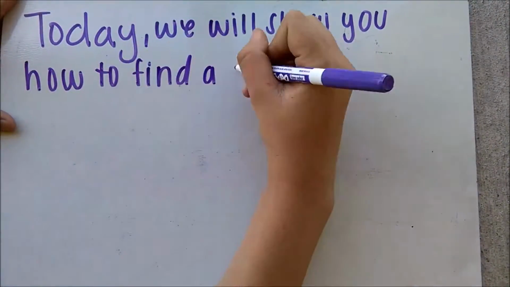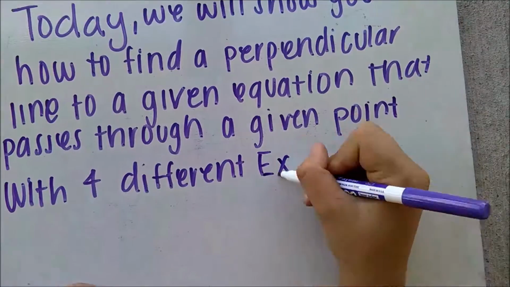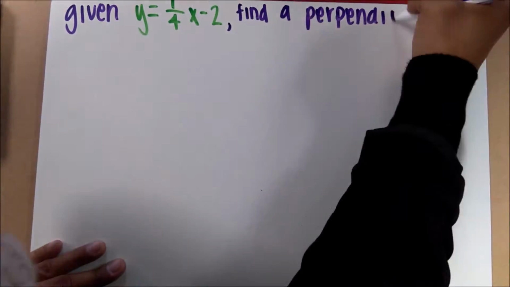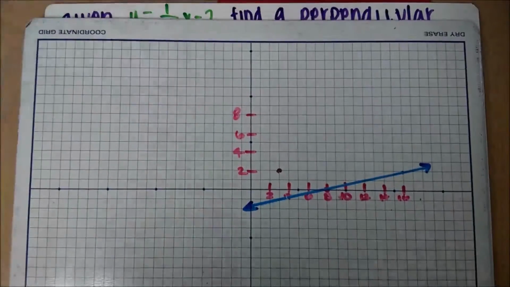Today we will show you how to find a line perpendicular to a given linear equation that passes through a given point with 4 different examples. Example number 1 with slope-intercept form. Given y equals 1 over 4x minus 2, find a perpendicular line that passes through the point 3, 2.